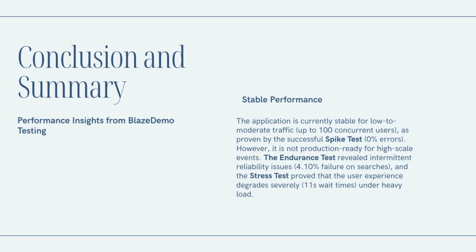Lastly, the conclusion is the application is currently stable for low to moderate traffic, up to 100 concurrent users, as proven by the successful spike test. However, it's not production ready for high-scale events. The endurance test revealed intermittent reliability issues, 4.10 failures on searches, and the stress test proved that the user experience degrades severely, with an 11-second wait time under heavy load.